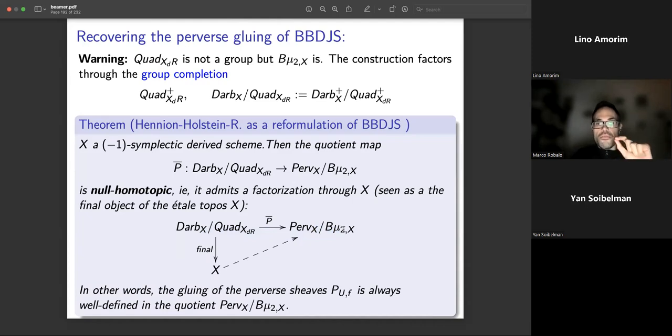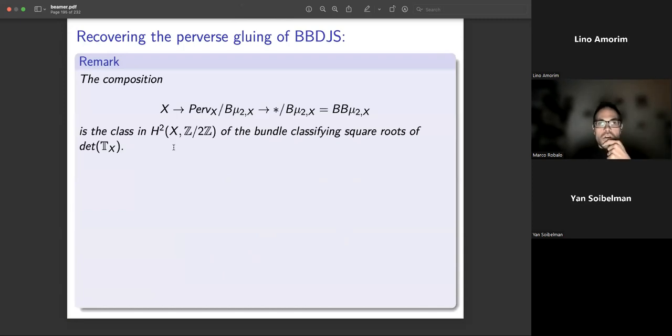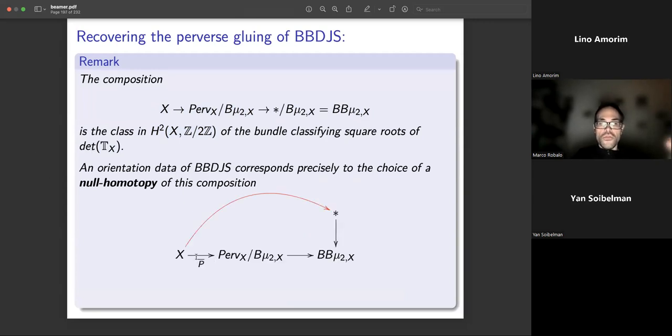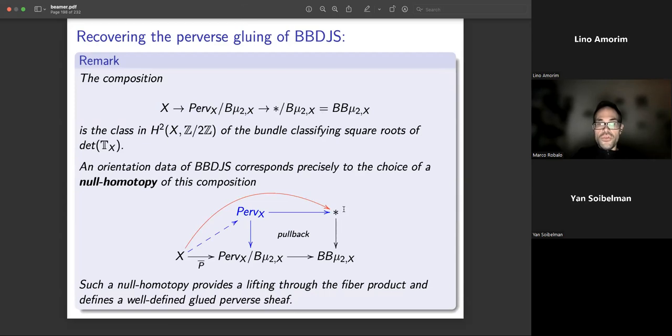So where does the orientation data play? What is the role of the orientation data? Let me take the map I just described, which always exists because of the null homotopy, and take the projection from perverse sheaves mod Bμ2 to the point. This class classifies a line bundle on X, an element in H2(X, Z/2), which is exactly the bundle classifying square roots of that 2-torsion bundle. So what this tells us is that the orientation data that we discussed before is precisely a trivialization of this class, a way to make this composition null homotopic, factoring through the point. The moment you fix such a red arrow, which is the orientation data, it lifts from perverse sheaves mod Bμ2 to perverse sheaves, and you have one well-defined perverse sheaf on X.